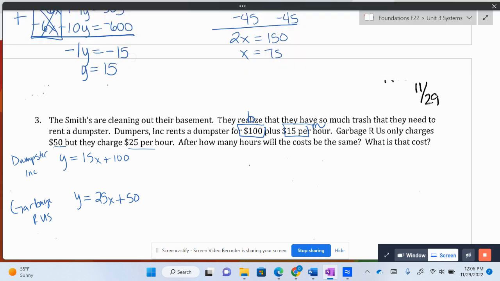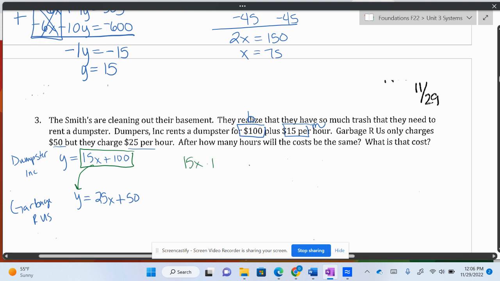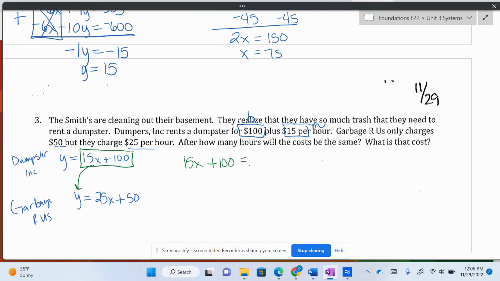There are no fractions or anything. If we use substitution, we can just take this and plug it right there. Right? Just take that top chunk. So I'm going to rewrite this as 15x plus 100 equals 25x plus 50. If I was going to use elimination, I would have had to put them in standard form and then multiply. I would have taken 3 steps just to get them ready to solve, okay?